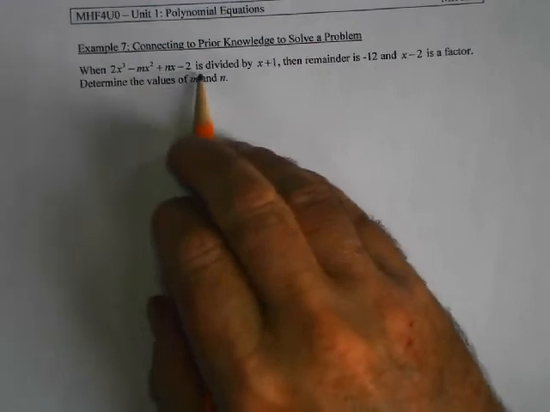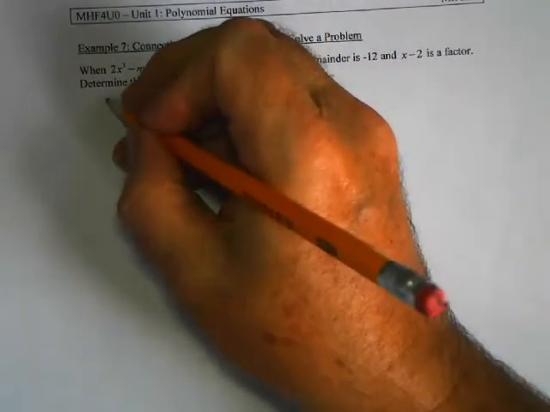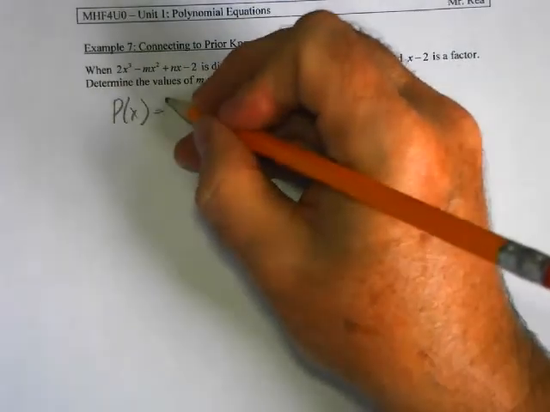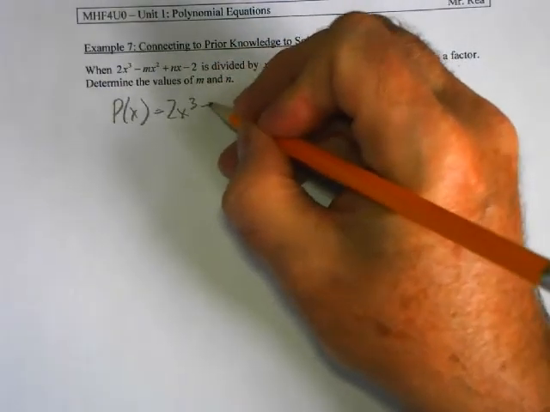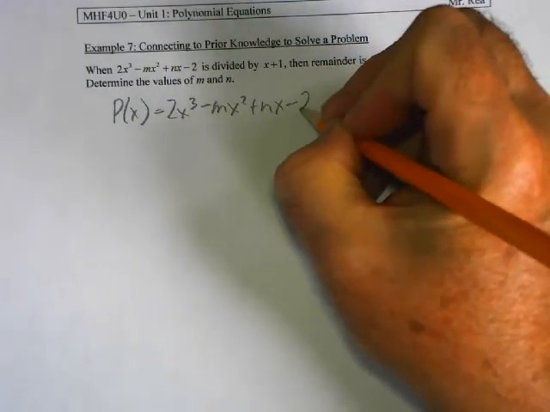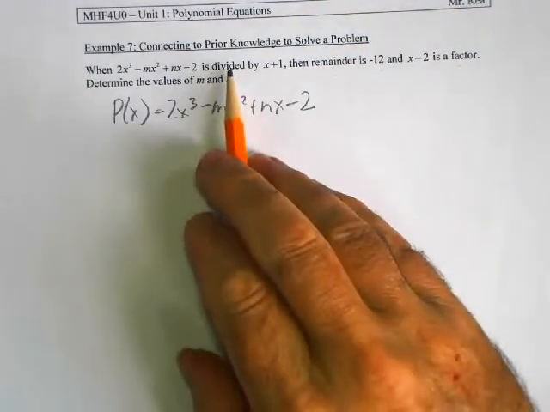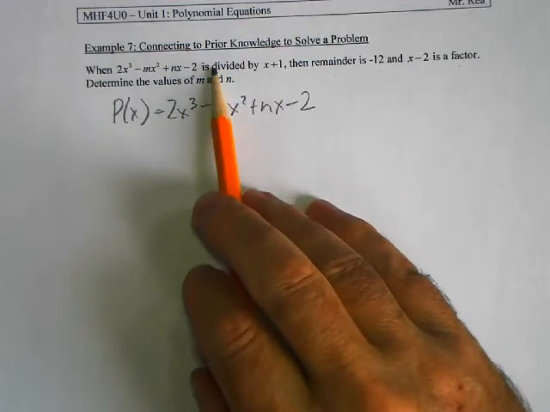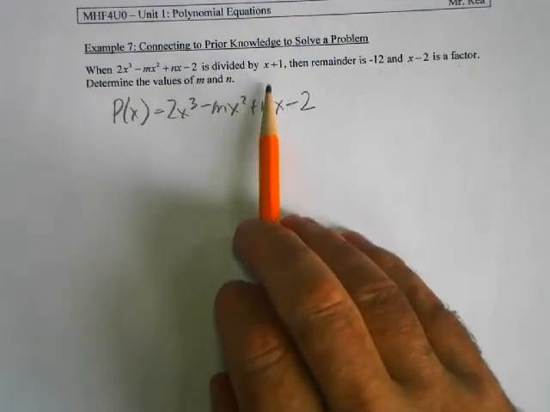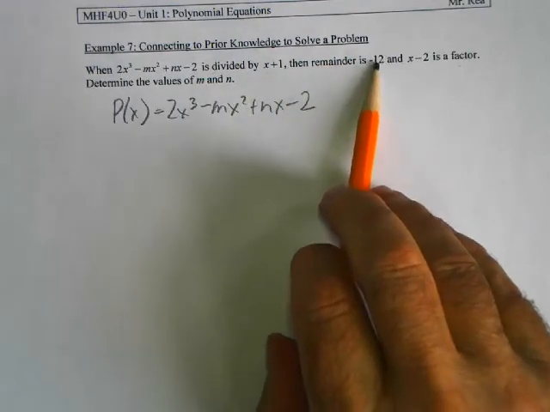Now there are 2 pieces of information. So the first thing I'm going to do is make this a function. I'll call it p of x, as I usually do. p of x equals 2x cubed minus mx squared plus nx minus 2. Okay, now it says if we divided p of x by x plus 1, we get a remainder of negative 12.